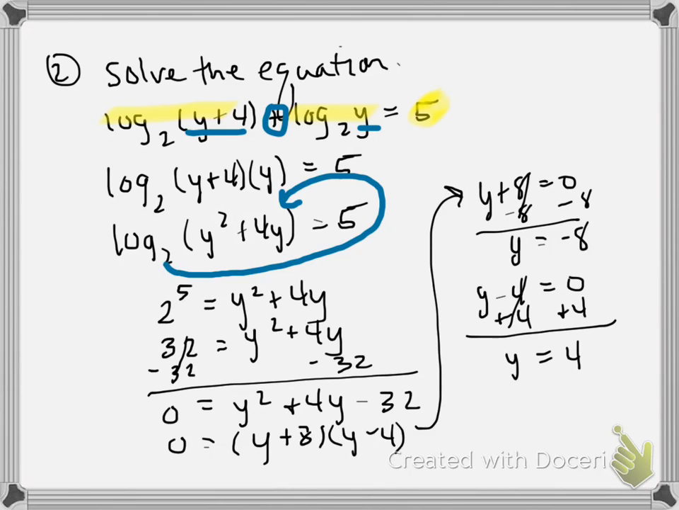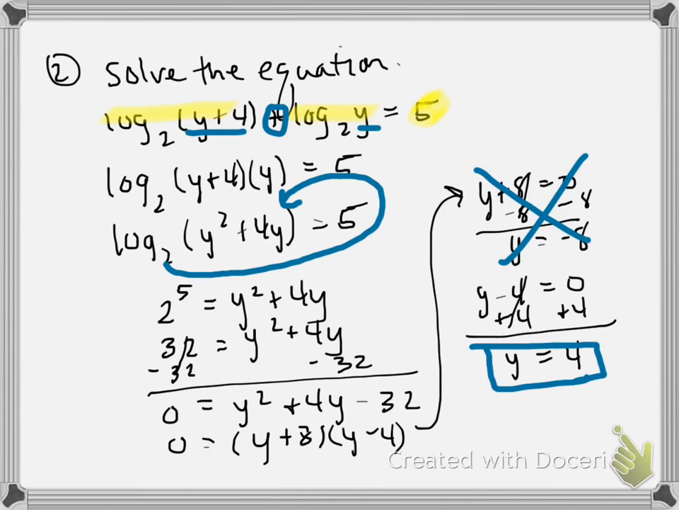I probably just want to make sure everything works out. So let's see. If I plug in negative 8, I would get negative 8 plus 4. Negative 8 plus 4 is negative 4. I don't know if you try this on your calculator, but if you plug in log base 2 of negative 4, you're going to get an error. So this guy, negative 8, is an extraneous solution.